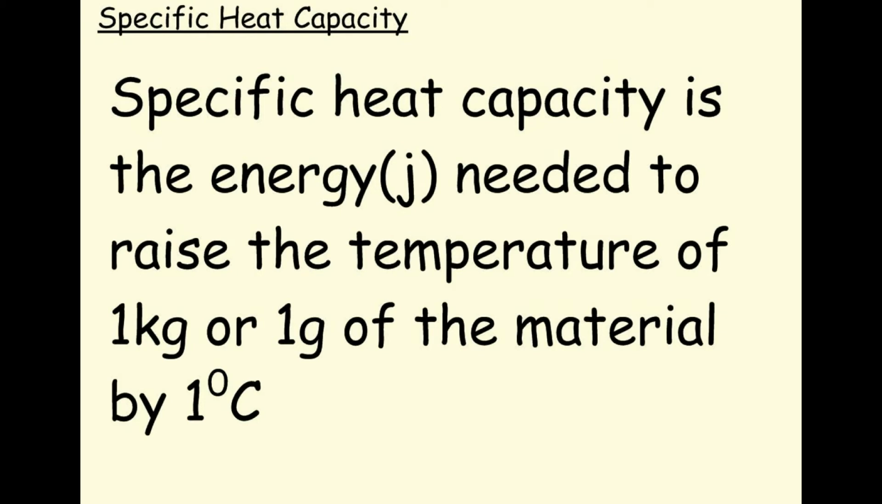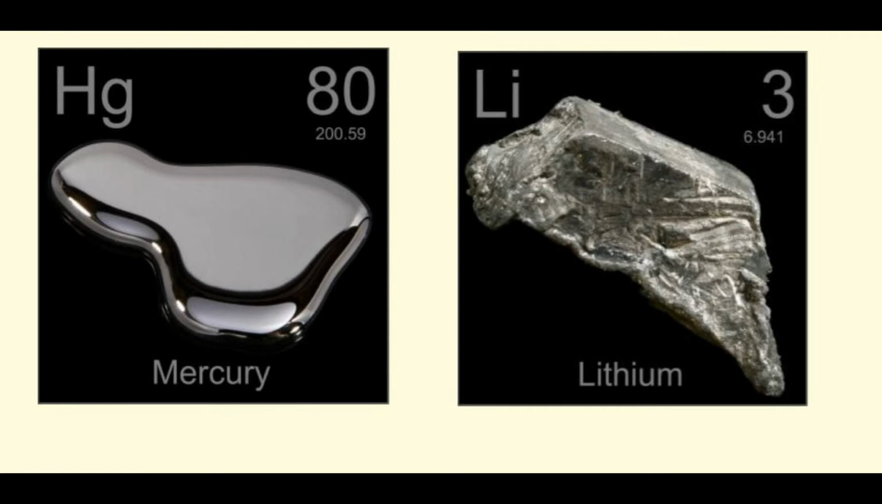Specific heat capacity is the energy in joules needed to raise the temperature of either 1 kilogram or 1 gram of the material by 1 degree centigrade. A material with a low specific heat capacity, for example mercury, will heat up very quickly. A material with a higher specific heat capacity, e.g. lithium, will take more energy to raise by 1 degree centigrade. It has a higher specific heat capacity.